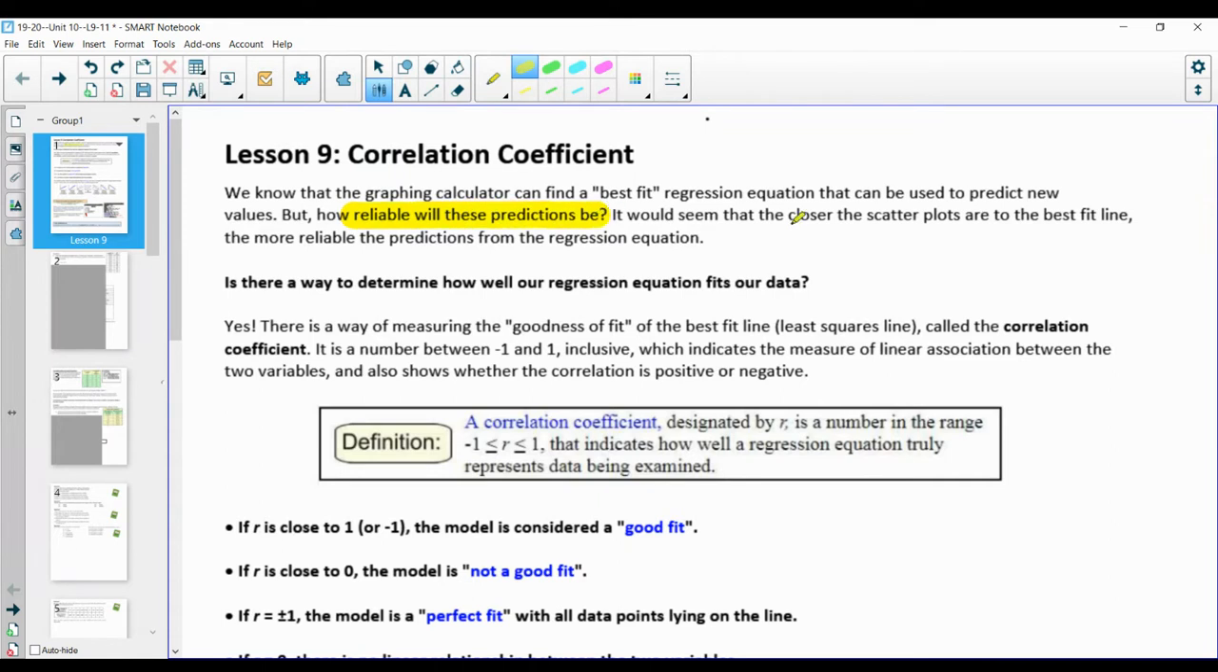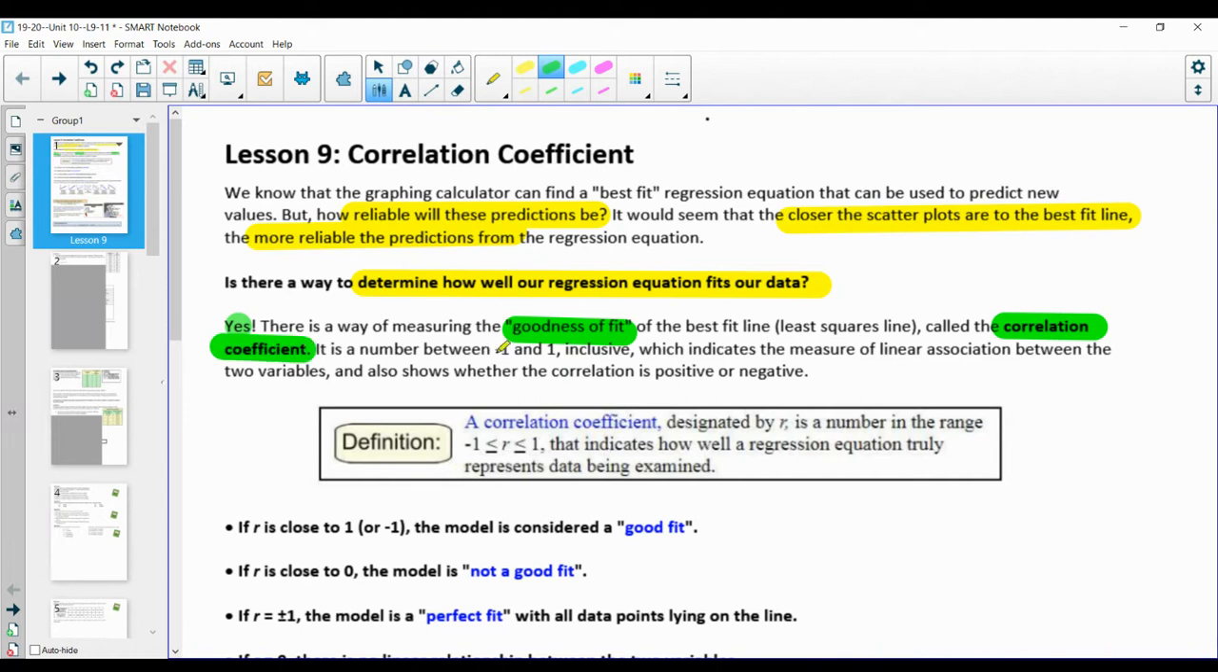It would seem that the closer the scatter plots are to the line of best fit, the more reliable the predictions from the regression equation will be. Is there a way to determine how well our regression equation fits our data? The answer is yes, there is absolutely a way. There's a way of measuring what we call the goodness of the fit, and it is called the correlation coefficient.